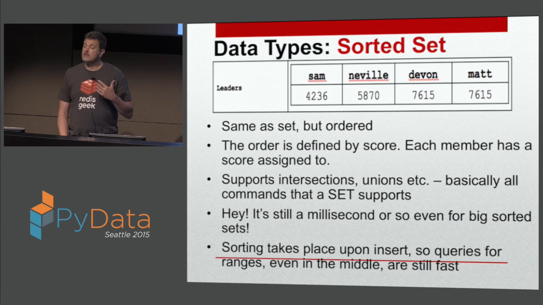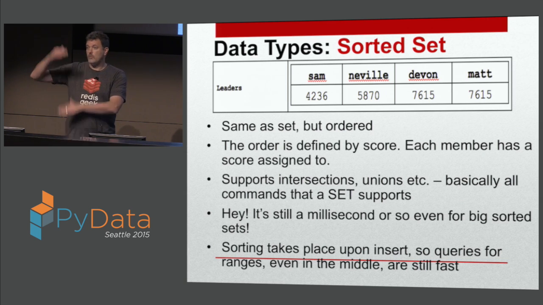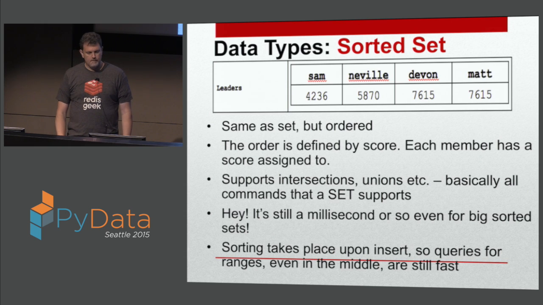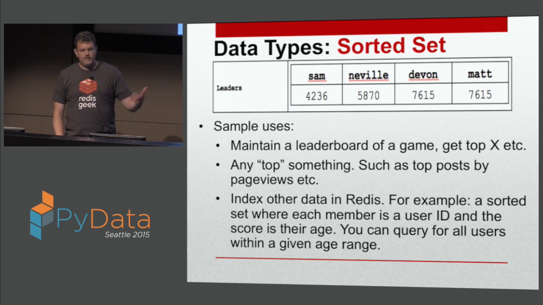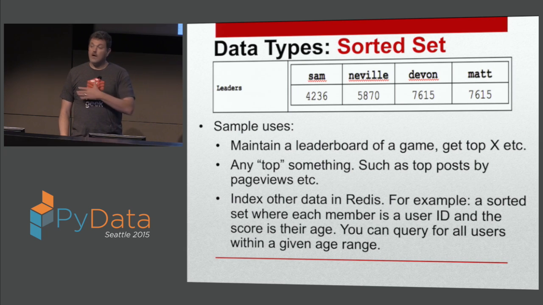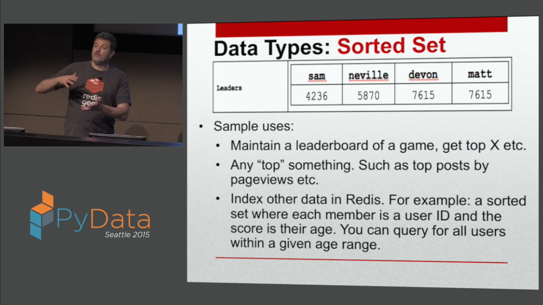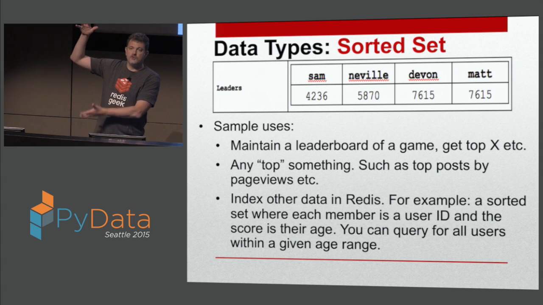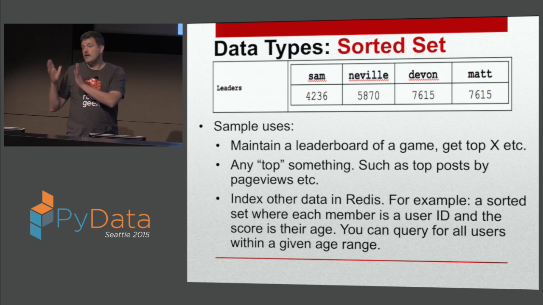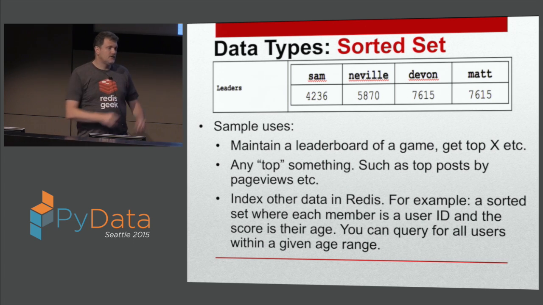And the queries are very fast because the sorting happens immediately upon insert. So the queries are always going against static data. It's very fast. And again, it's good for examples like a leaderboard, top lists of anything. You can index other data. So if you have hash tables or other lists, you can index them using a sorted set that references off to another structured type. For example, querying for a range of users, given a date or age or some other characteristic.